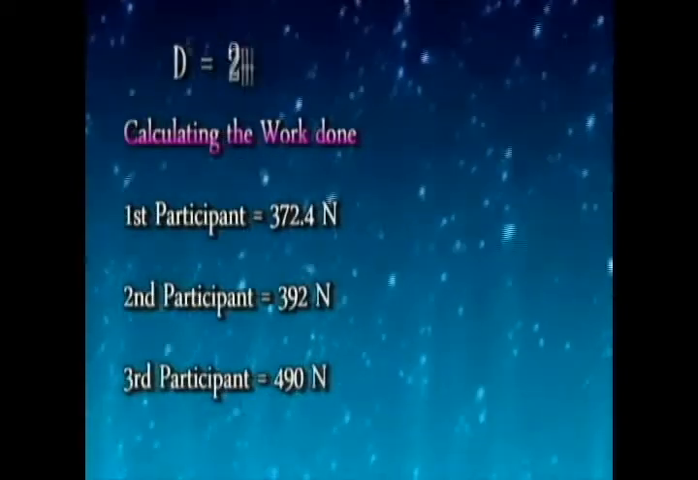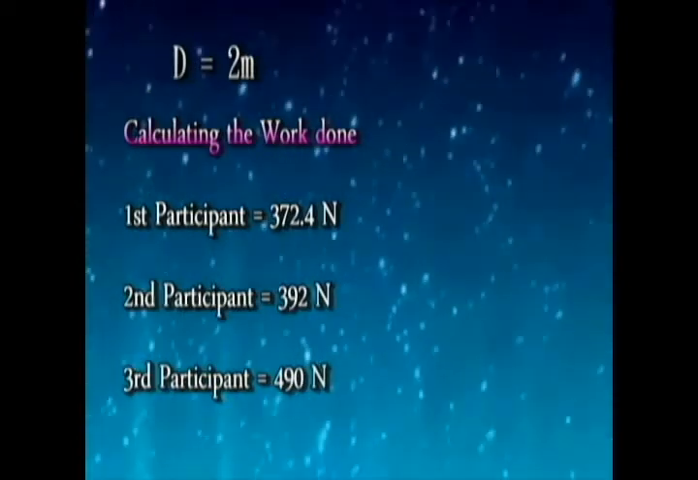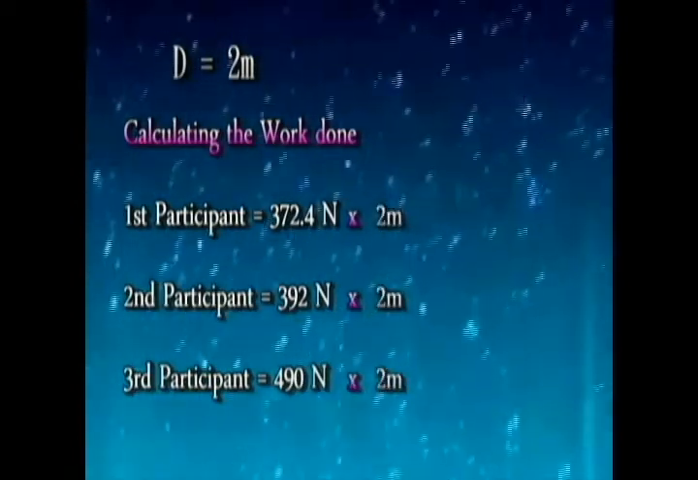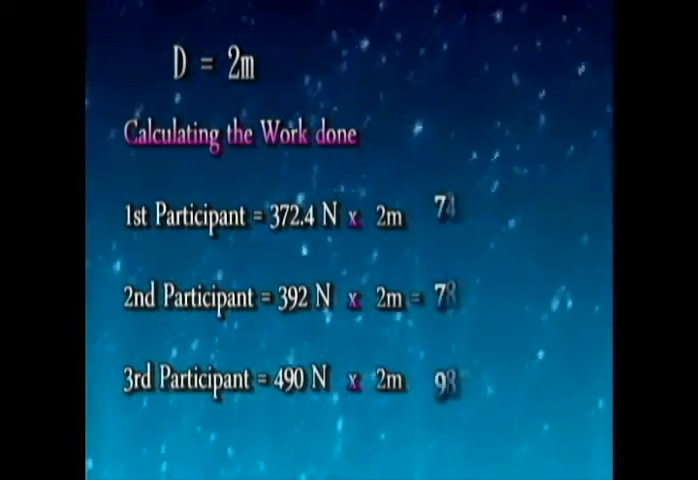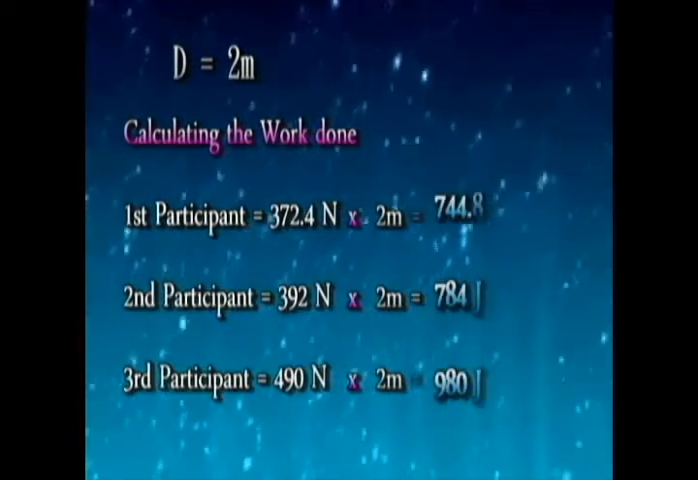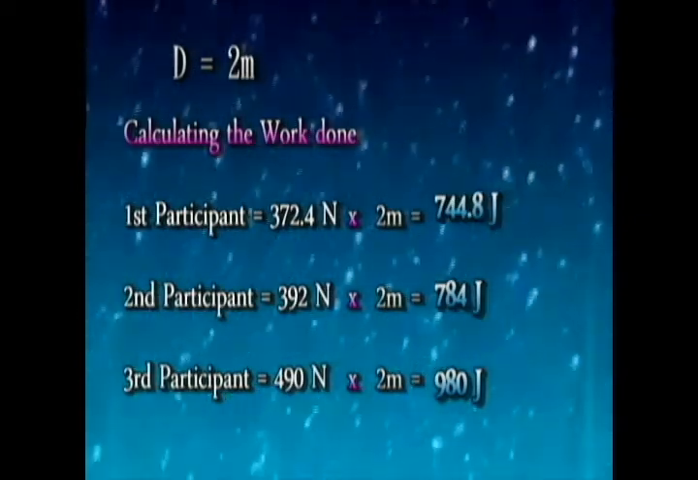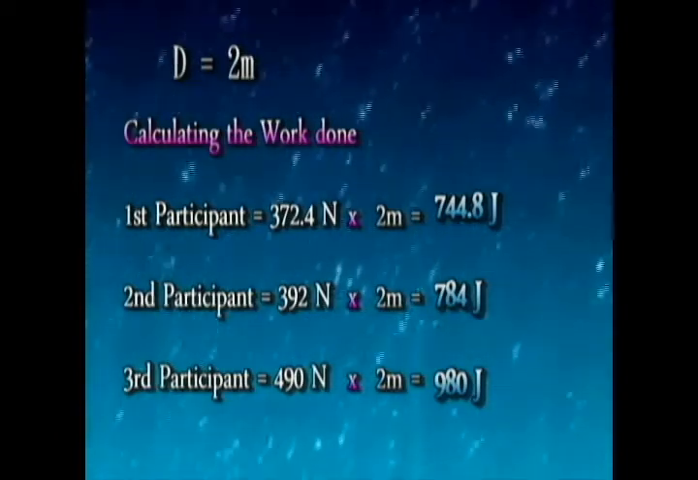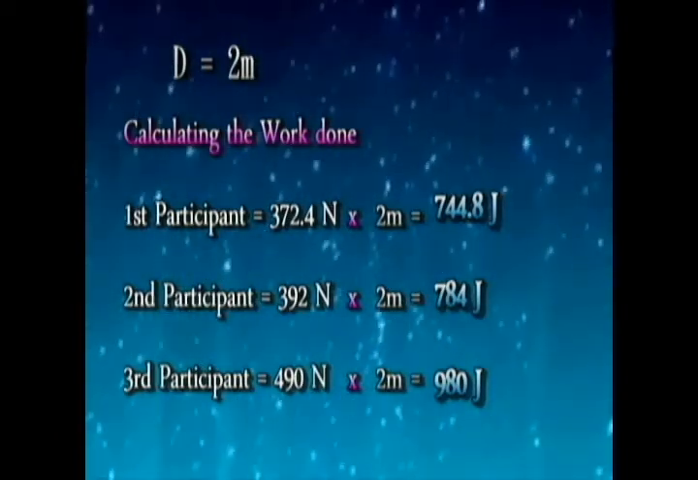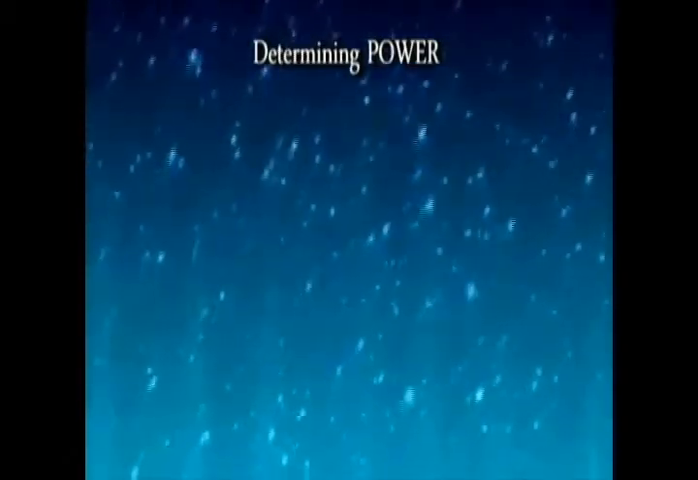Now that we already solved the weight, let's multiply it by the displacement of the stairs, which is 2 meters, to get the work done. So the work done of the first participant is 744.8 joules, the second participant is 784 joules, and the third participant is 980 joules. After solving their work done, let's determine the power.